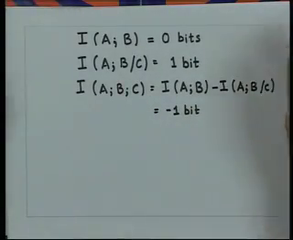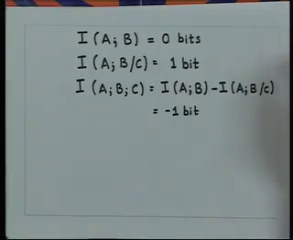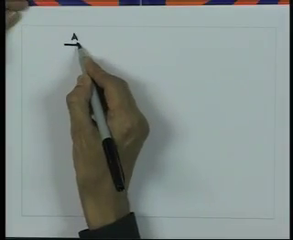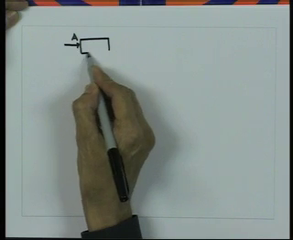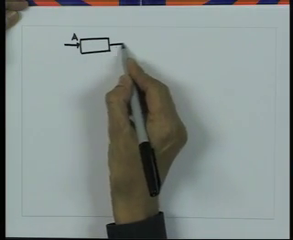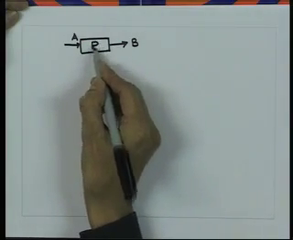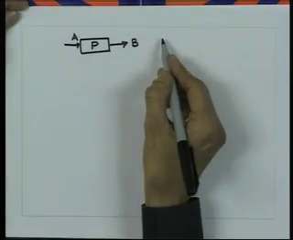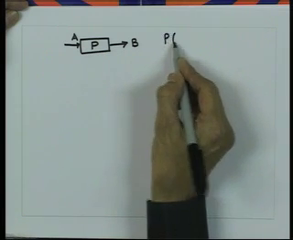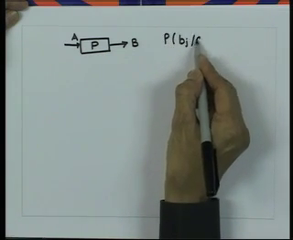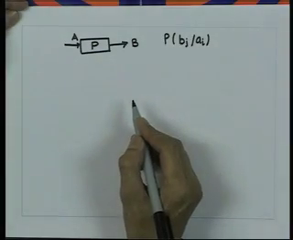Now, after having studied mutual information and its property, let us study a very important property of information channel, and that is channel capacity. So, let us consider an information channel with input alphabet A, output alphabet B, with the channel matrix given by P. So, the conditional probabilities, that is probability of Bj given Ai, is specified.